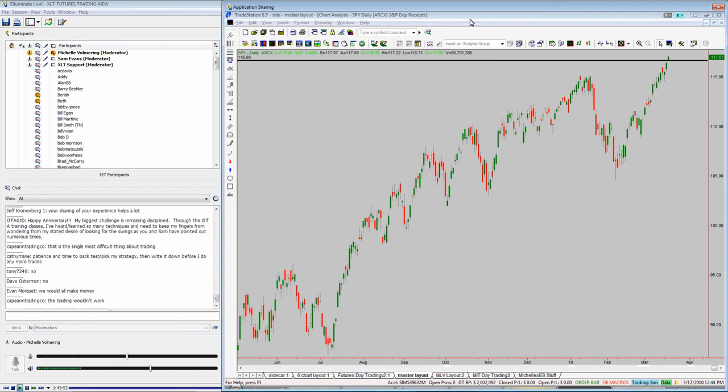The reason the market works the way it does is because there are multiple players out there using multiple different styles of trading. And all I want you to know about that is that it's okay if you're not doing what Michelle Volmering is doing. And it's okay if you're not doing it exactly the same as Sam Evans is doing. But the reality is, as a trader, you have to be accountable to you.